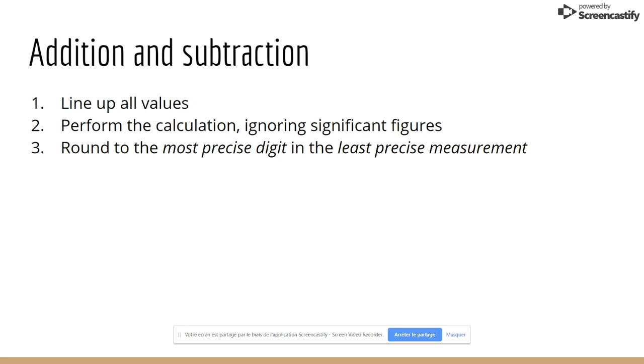When you need to do addition and subtraction considering significant figures, the first thing you're going to do, at least initially until you get the hang of it, is line up the values, meaning that you're going to write it out as if you were going to be doing long addition. The second is you're just going to perform the calculation, ignoring significant figures. The third step, which is the hardest step, is rounding to the most precise digit on the least precise measurement. I'm going to walk through that because it's easier to understand with an example.